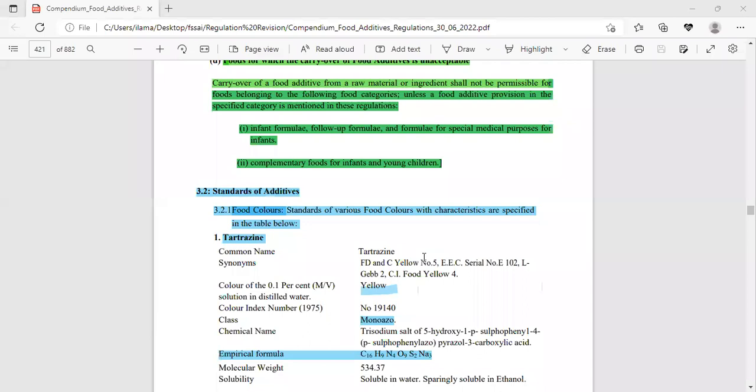And in additives, I have highlighted the class of each colorant, what color it gives, and its empirical formula. Just go through them. Please make a separate note, like tartrazine is yellow in color and a monoacid.